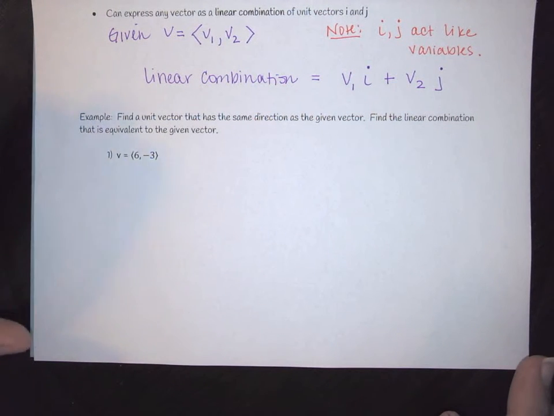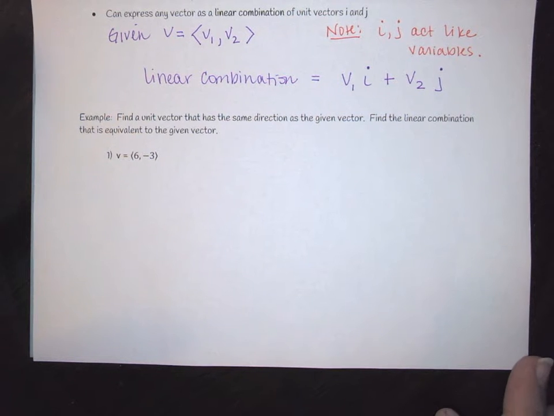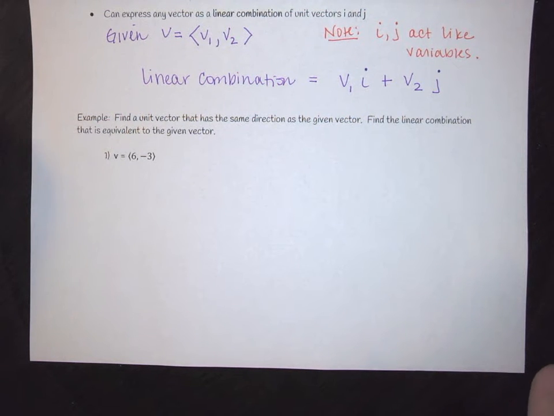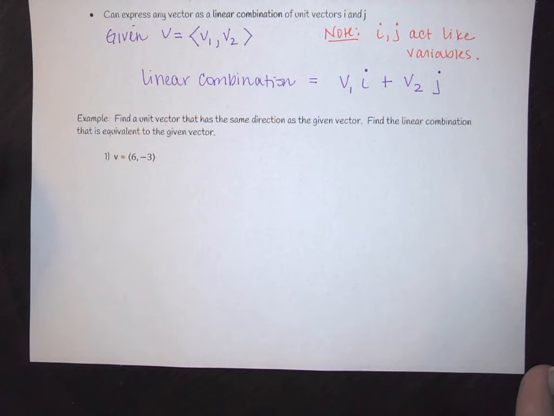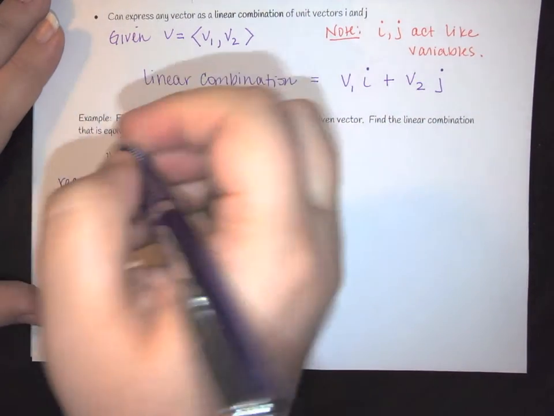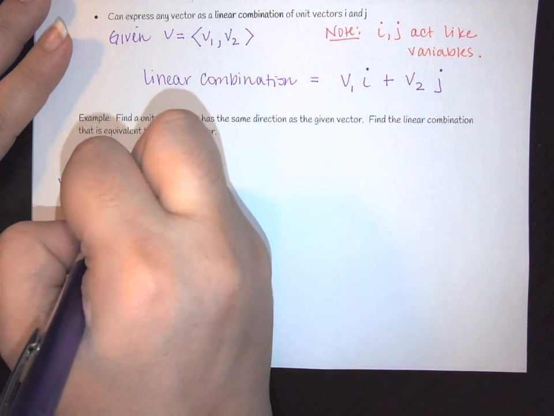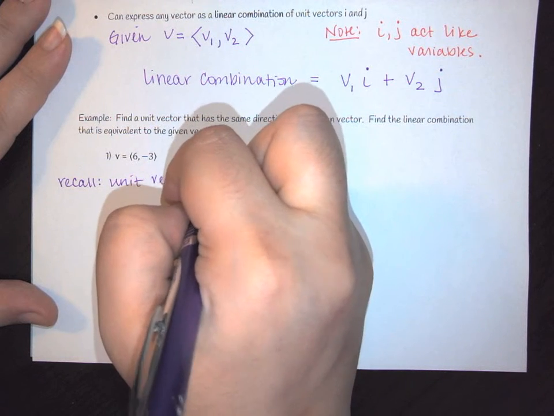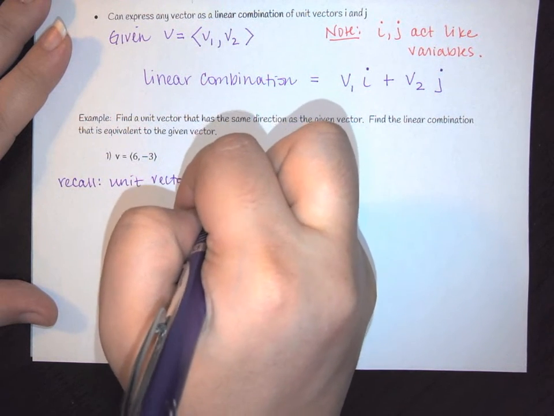Here is an example where we're given a vector and we have to find a unit vector that has the same direction as the given vector. And then we need to find the linear combination that is equivalent to the given vector. So the first thing that we need to recall is that your unit vector uses the formula v over the magnitude of v.